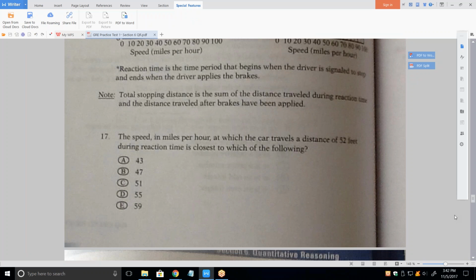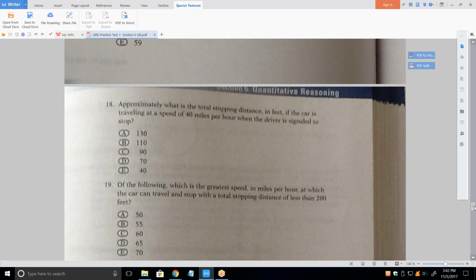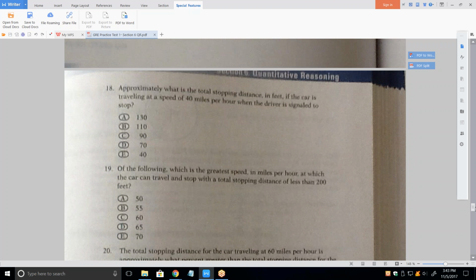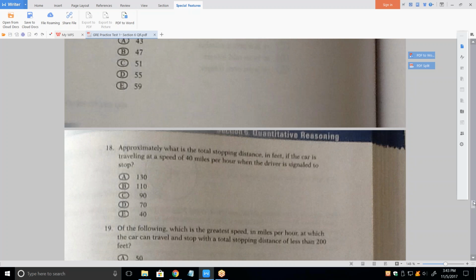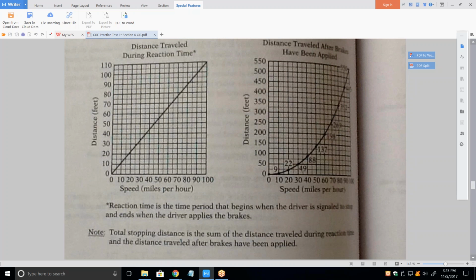Right. Okay. Now, again, this is going to be tough because it's hard for me to show you the questions and the graph at the same time. Well, I can look at the book. Okay. Approximately what is the total stopping distance in feet if the car is traveling at 40 miles an hour? Well, that's pretty easy. You don't need to look at the book on this one. We can go up and look at the graphs.